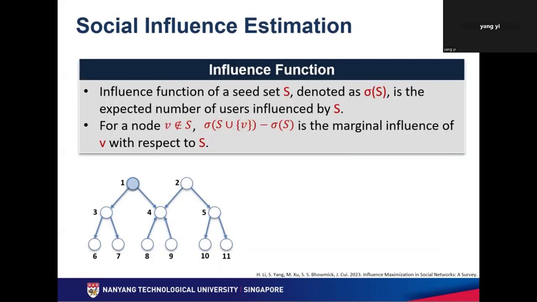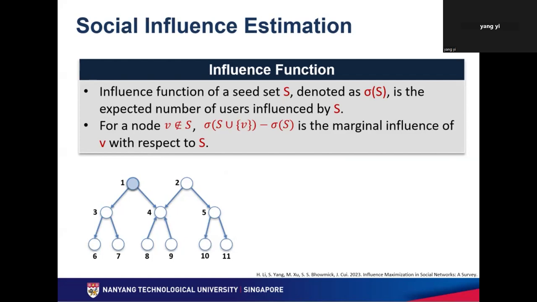Given that phenomenon, we carry on to the next question: how can we model the spread of the influence for the piece of information? How large is the area of this white part? For the social network case, how large is the node set which is influenced by this word of mouth effect? This effect can be formally modeled as a mathematical function. We have some nodes that initially get a piece of information, which we denote as the set S. And we are curious about how large the information will spread over the network. The size of the white part is denoted as sigma S, which is the expected number of users influenced by S.